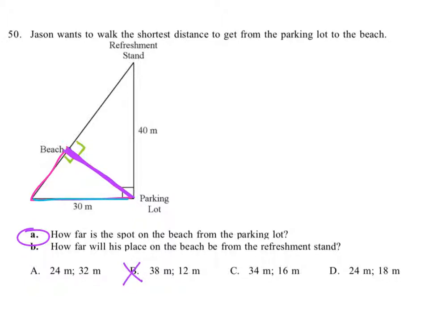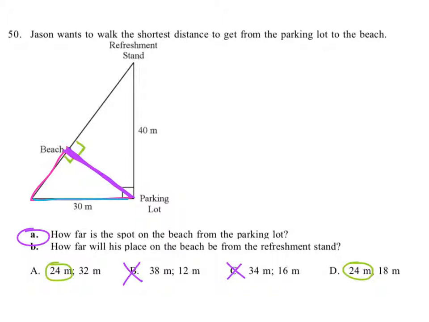Same way, C says 34. Nope, can't be. That purple side cannot be longer than the hypotenuse of that triangle. The hypotenuse is, by definition, the longest side. It's across from the biggest angle. Now let's follow a little more of the logic of elimination. It appears from the remaining answers that that distance is 24.